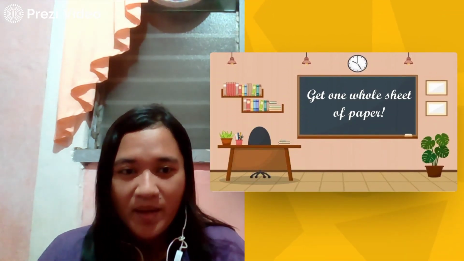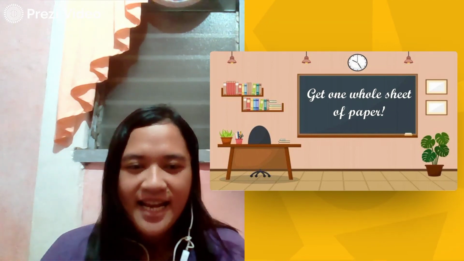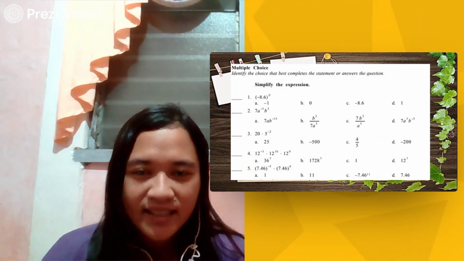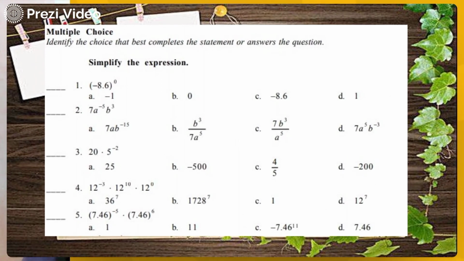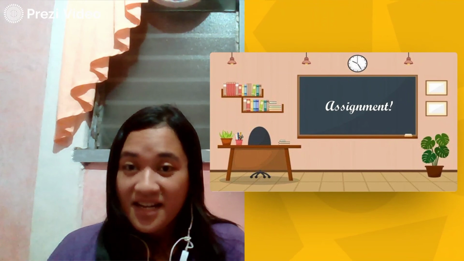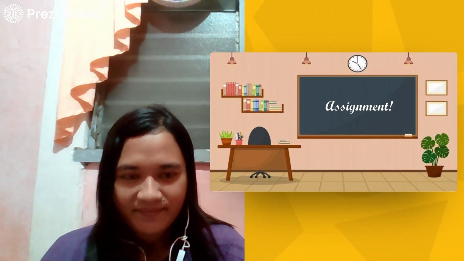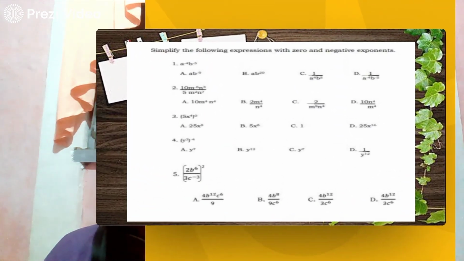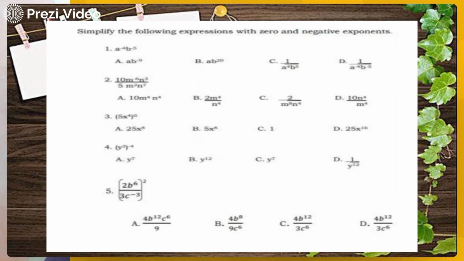Get one whole sheet of paper and answer these silently. Okay, human na. Very good. Answer na. And here is your assignment. Copy and do your homework in your home. Okay, human na.